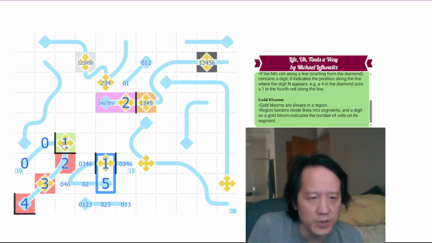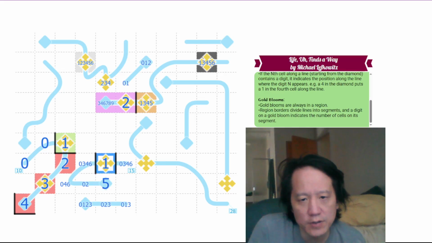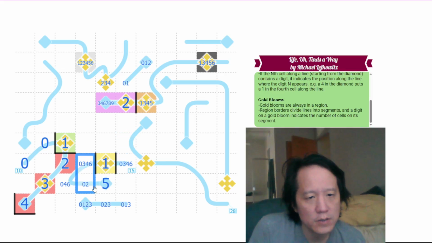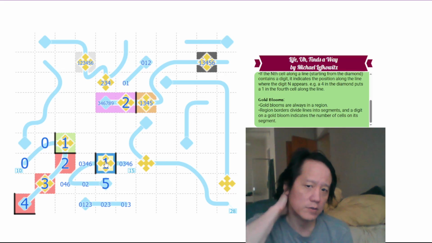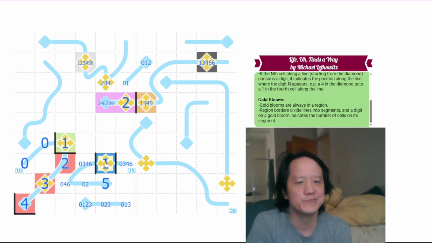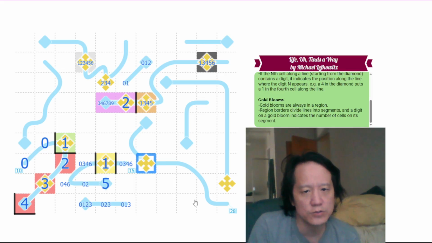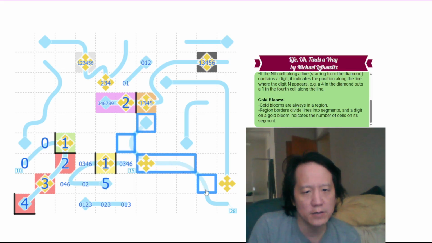So this cannot be green. We'll label this yellow then. It could go down here. It could go up here. This is a segment of 1. This can't be 1 or 2. It cannot be the full 9.